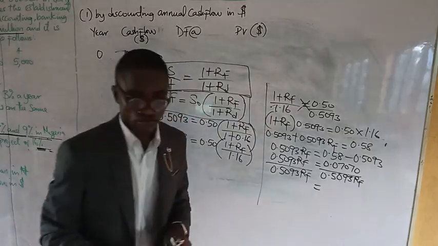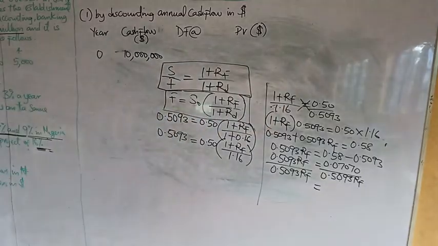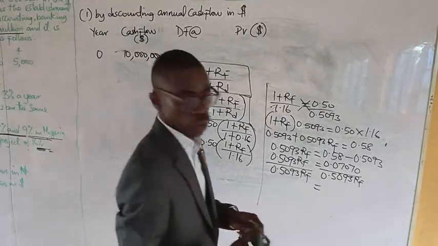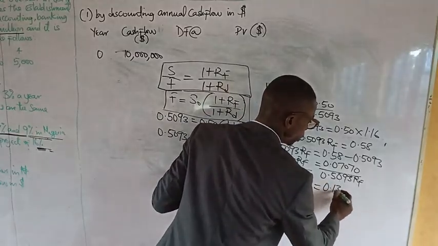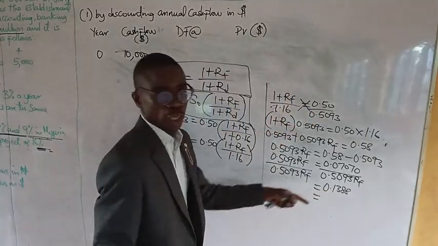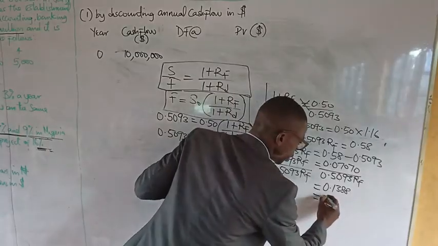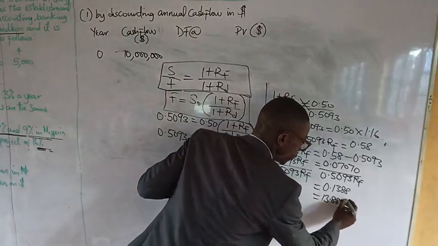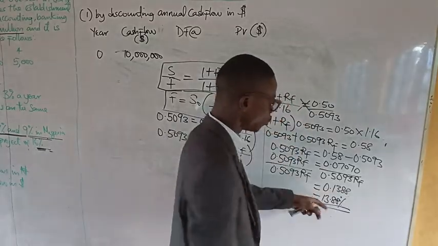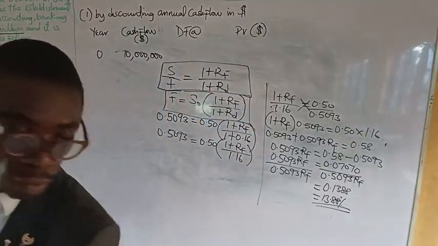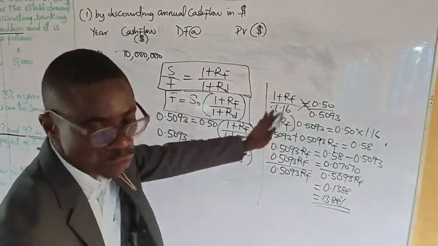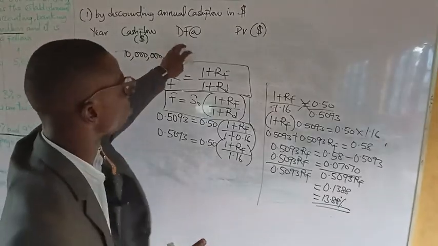So what would that be? 0.1388. So if you are to calculate it, that would be what? In interest rate, it will be what? 13.88%. So in percentage, when you multiply this by 100, it's going to give you 13.88%. Am I communicating? That's the only difficulty in that question, in this method.